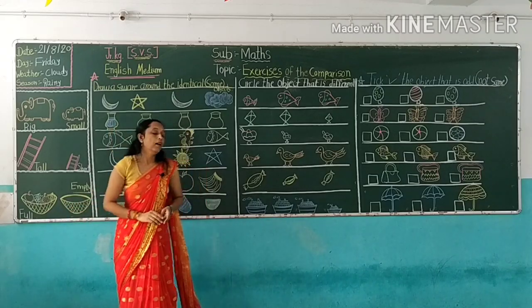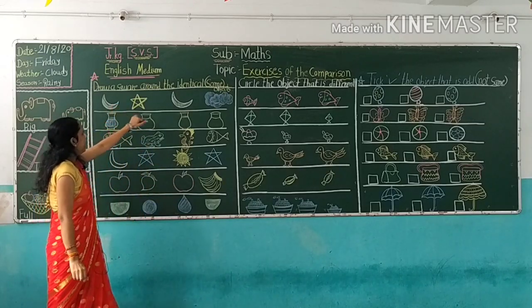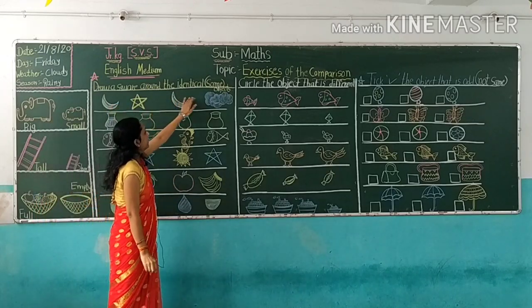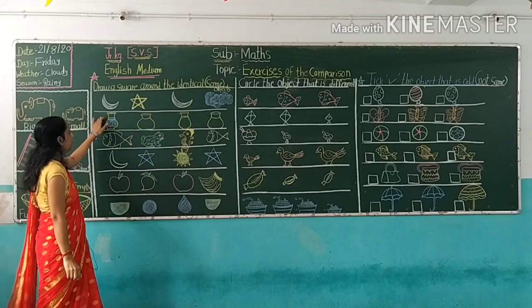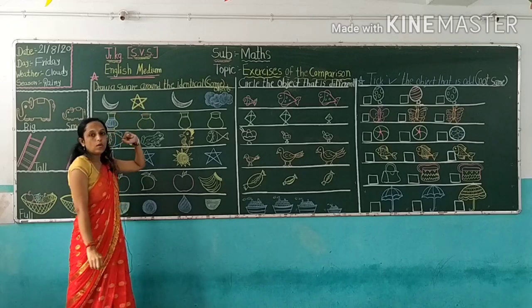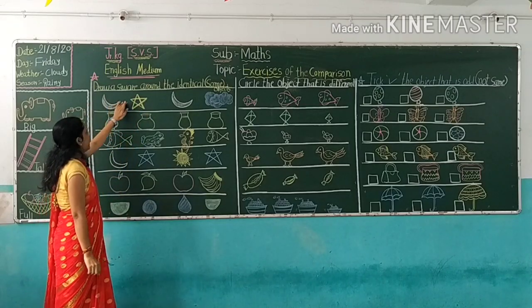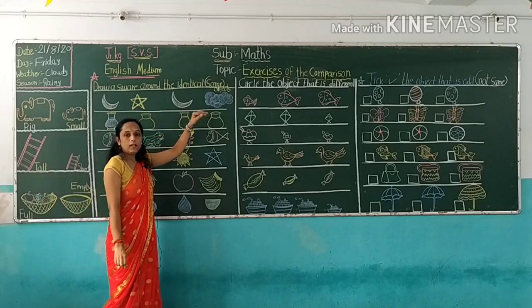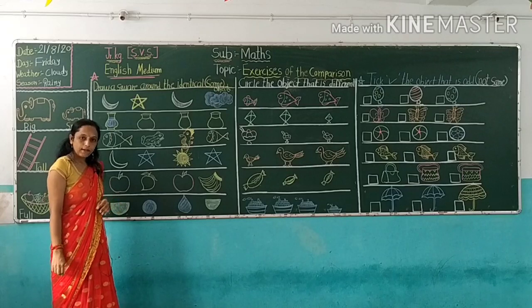And student, our new exercise is draw a square around the identical same object. So आपको क्या करना है? जो पिक्चर सेम हो उसमें आपको स्क्वायर करना है. Draw a square around the identical same object. जो ऑब्जेक्ट सेम हो उसमें आपको स्क्वायर करना है.